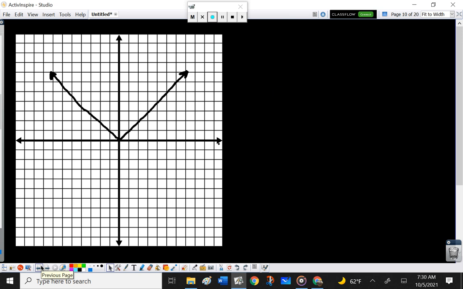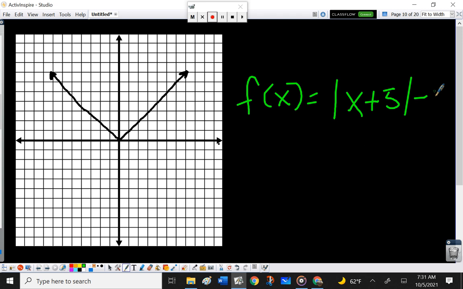I want you to try this example on your own. Ready? F of x is going to equal the absolute value of x plus 5 minus 2. Pause the video, and then I'll go over the answer.